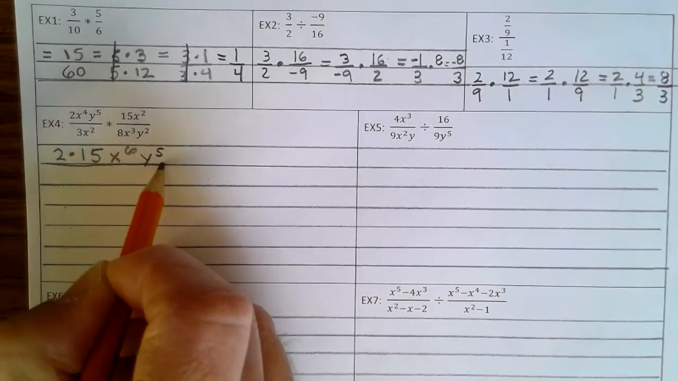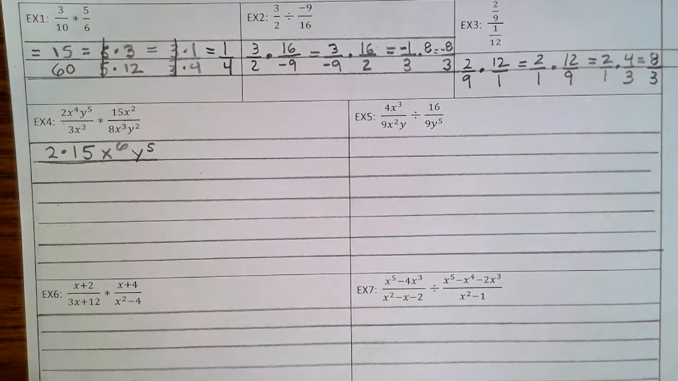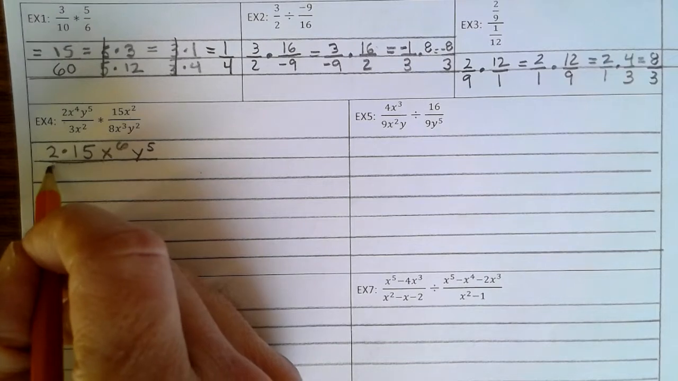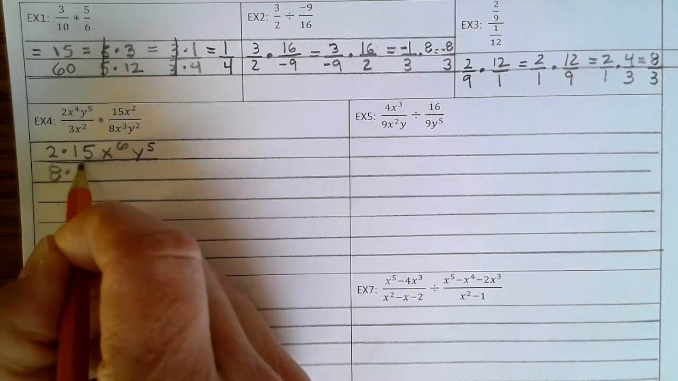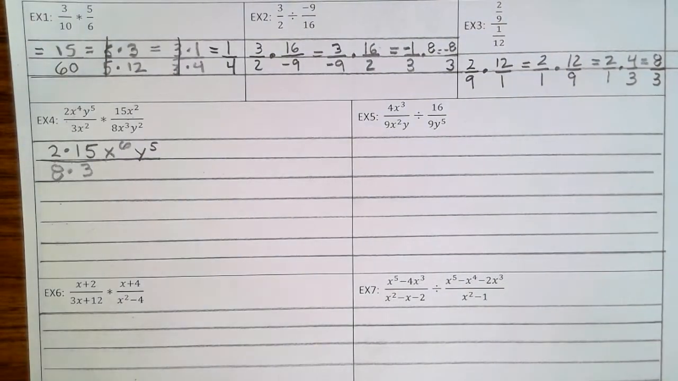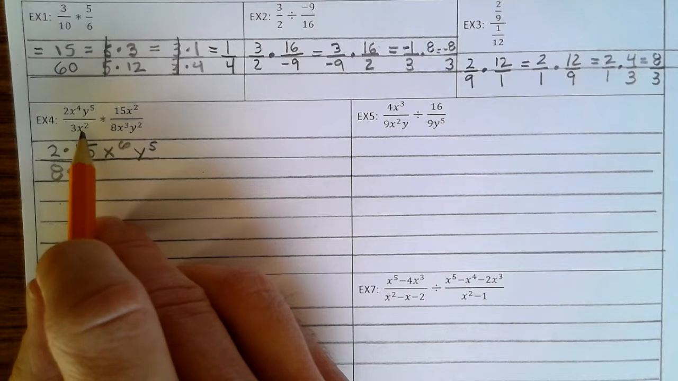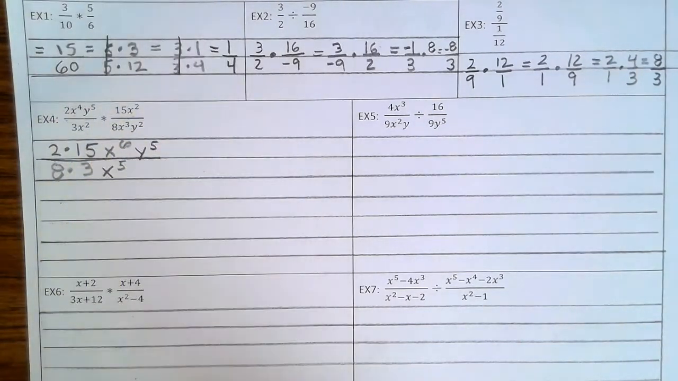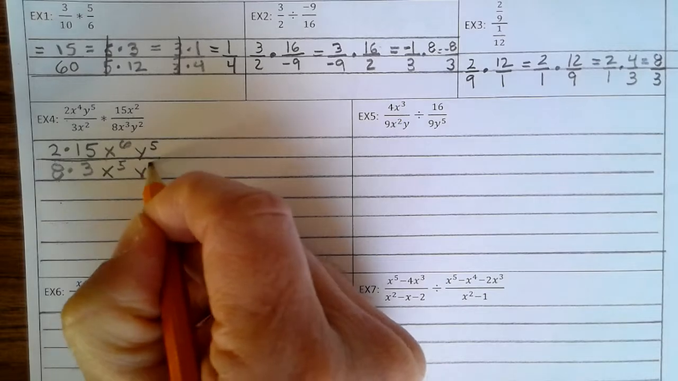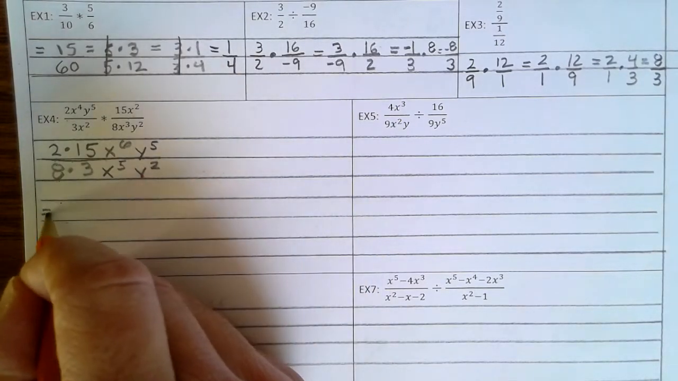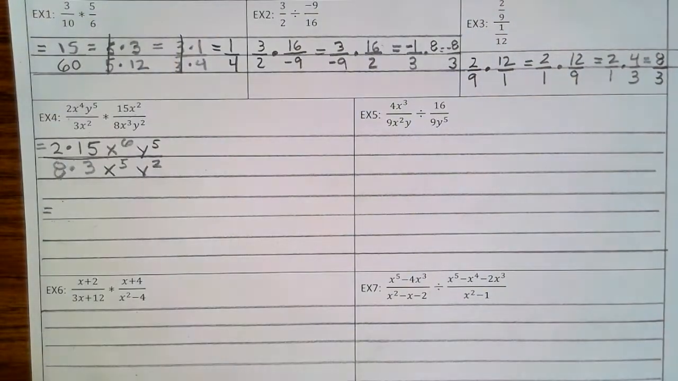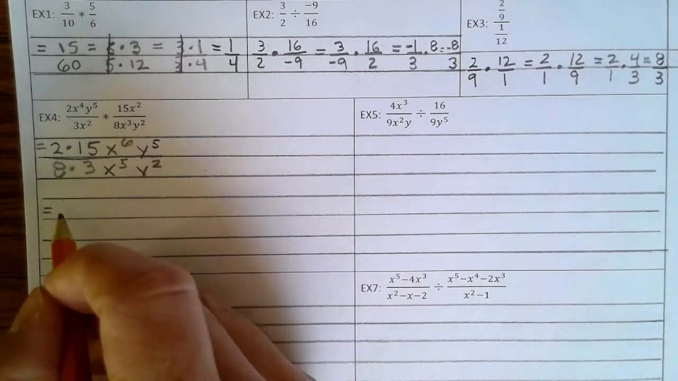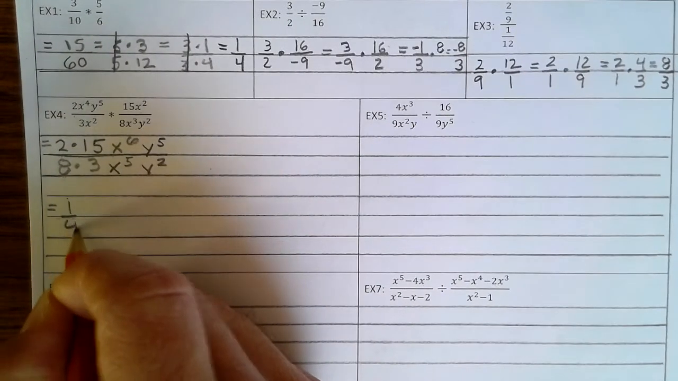okay? Now, here, instead of multiplying 3 times 8, let's put the 8 underneath the 2 and the 3 under the 15. And then again, when you multiply exponents, you add them. So x squared and x cubed combine to be x to the 5th, and then y to the 2nd. Okay. Now, we can see here that 2 divided by 8 reduces to be 1 divided by 4 times 15 divided by 3 is 5.